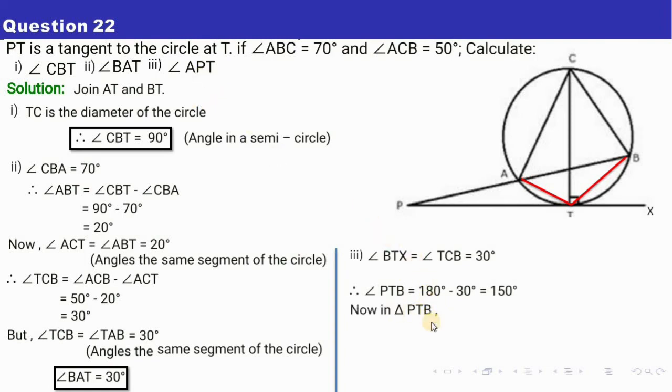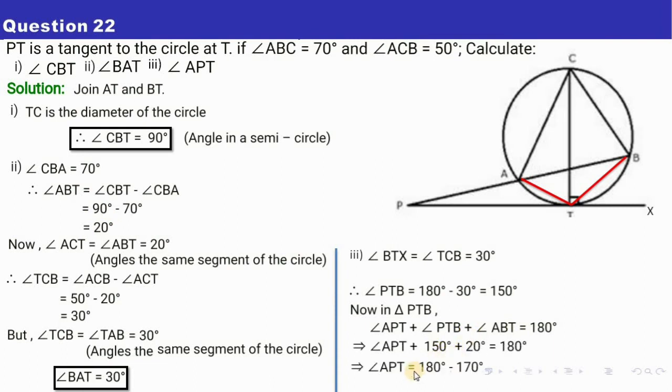And our aim is to find APT. Now let's look at this triangle, that is PTB. In this triangle the sum of the interior angles will be 180 degree. And we don't know APT. Please remember that we don't know APT, but do we know PTB? Yes, just now we showed it to be 150 degree. And do we know ABT? ABT we have already found, so ABT turned out to be 20 degree. So let us put the values. So from here APT turns out to be 10 degree. So the value of angle APT is 10 degree.